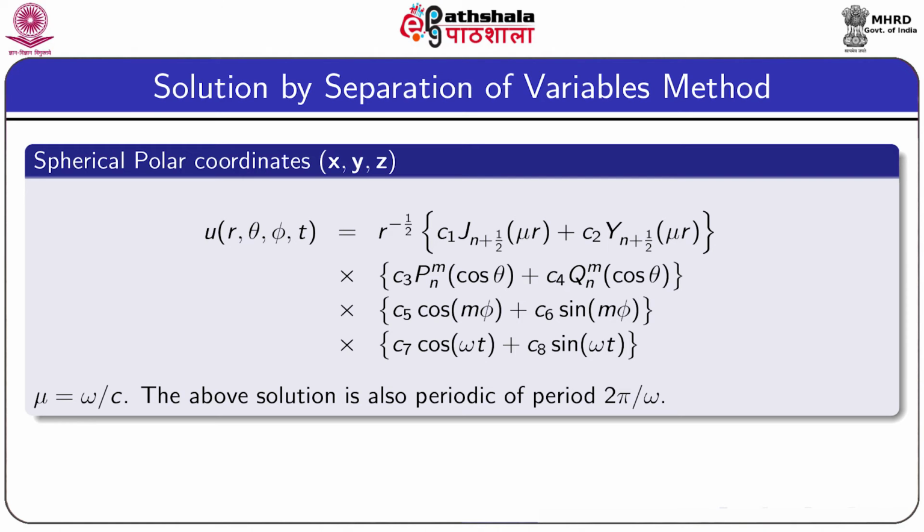Therefore, the solution of the wave equation in spherical polar coordinate system can be written in the form which you can see in this slide. In the last section, we have discussed the solution of the homogeneous wave equation using the separation of variables method. But it is also necessary to find the solution of the inhomogeneous wave equation, because this type of equation arises in electromagnetic theory and other branches of mathematical physics. Now, we shall use Duhamel's principle to find the solution of the inhomogeneous wave equation in terms of the homogeneous wave equation.